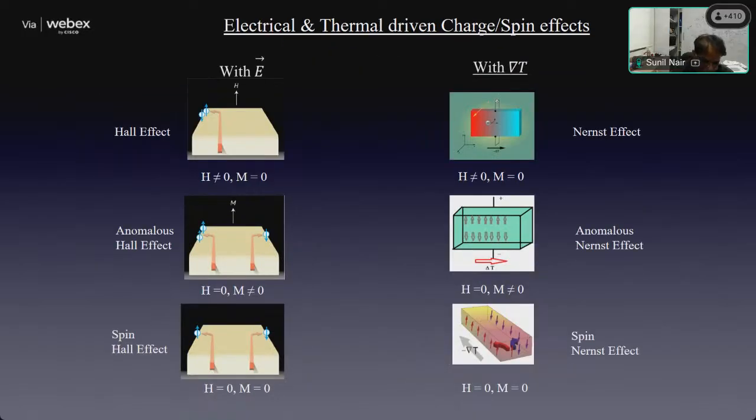research. Now, before I go to the concept of spin current, and I've already talked about what a spin current is and so on, I just want to remind everyone that though this area has developed in the recent past, this is something which we have known since a very long time. So let us look at electrical and thermally driven charge/spin effects. Please look at the phenomena on the left hand side.